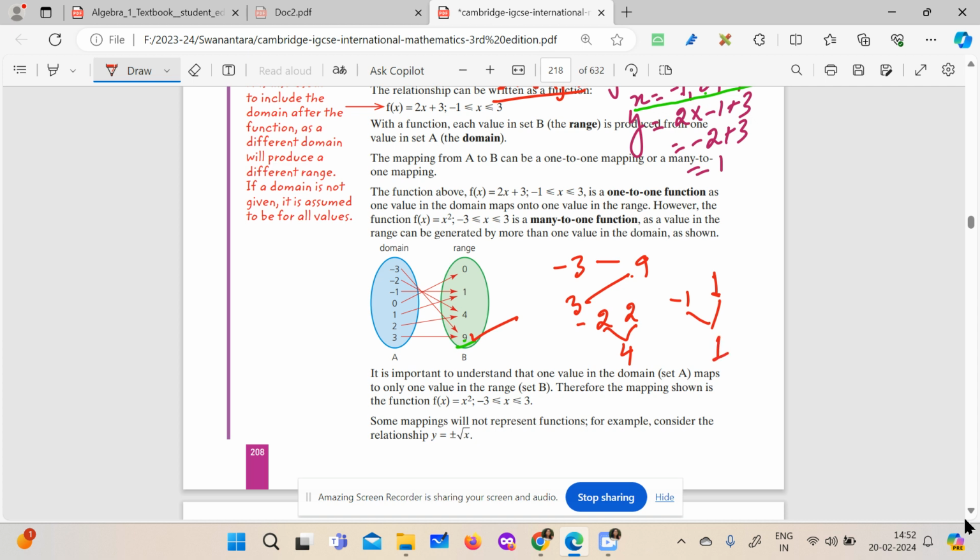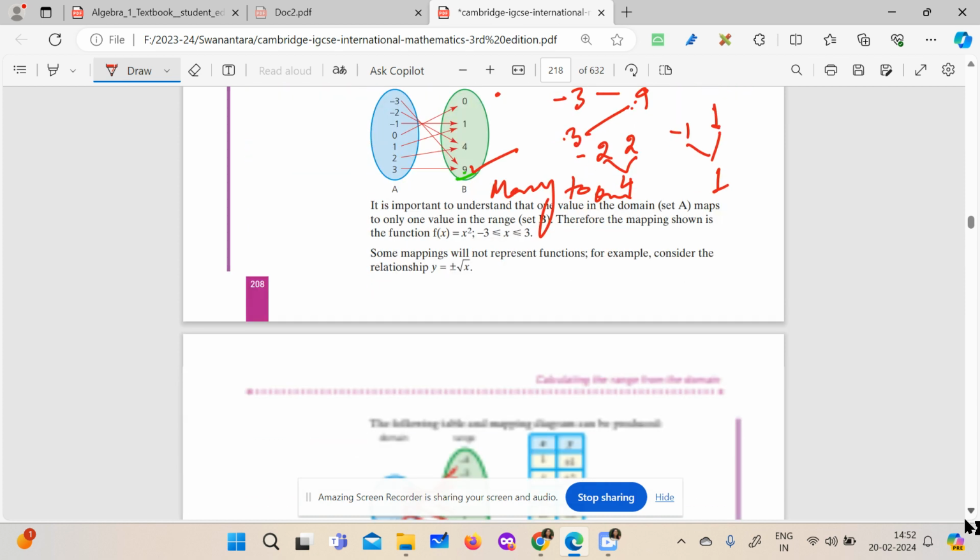Okay, so they both map to one value. So what is happening, it's not like one value is going with one value. Here many values are there for one, so this is called many to one functions. Is this clear to you? Many to one functions means many values in the domain will map with one value in the range. Okay, so we'll see some others.